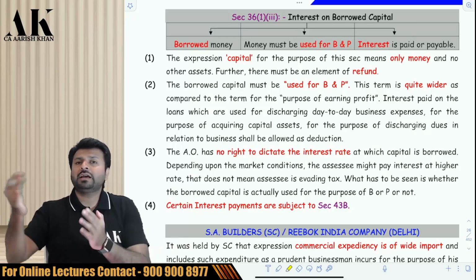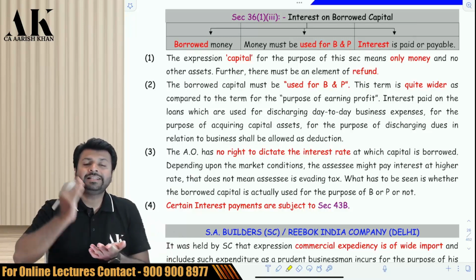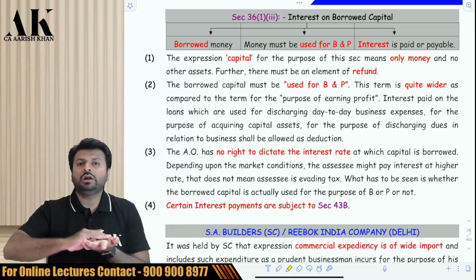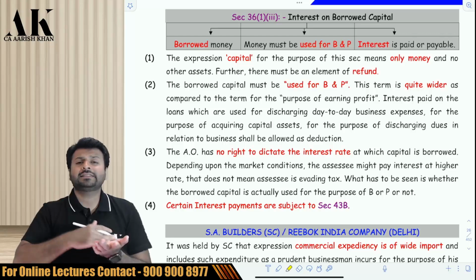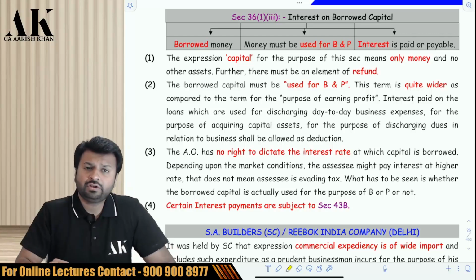Yes, but if you take a loan for the purpose of purchasing an asset, until the time the asset is put to use, you have to capitalize that interest. That is something which we have done earlier also in the chapter of depreciation. Once the asset is put to use, you have to treat it as revenue.